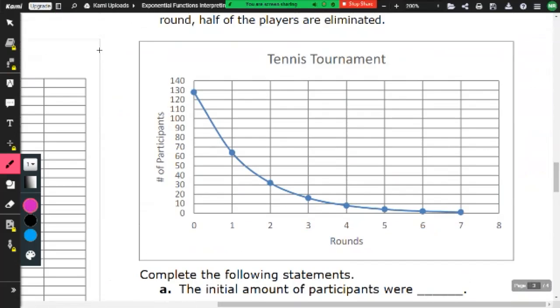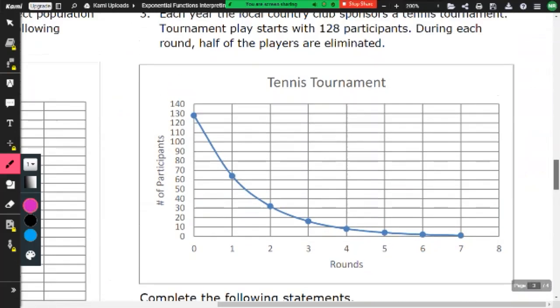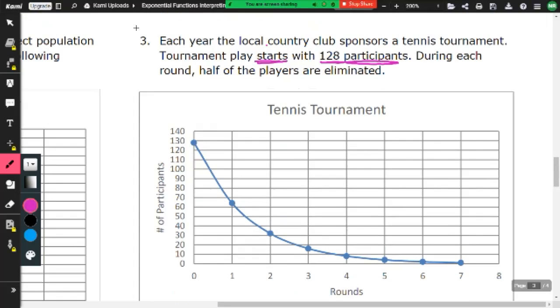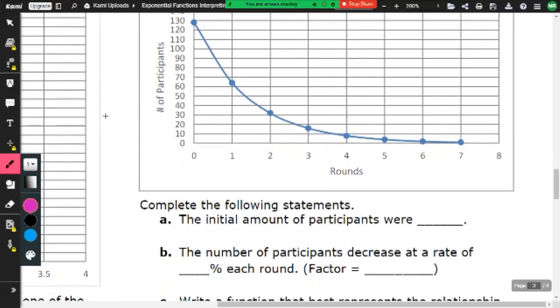On the graph, if I were just to look at the graph, I'd probably say 130. But if you find yourself estimating, double check in the paragraph to make sure it's not already there. And it is. It says we start with 128. Start meaning initial value. What's my initial value? My value of A. We start with 128. So initial amount, my A, is 128.